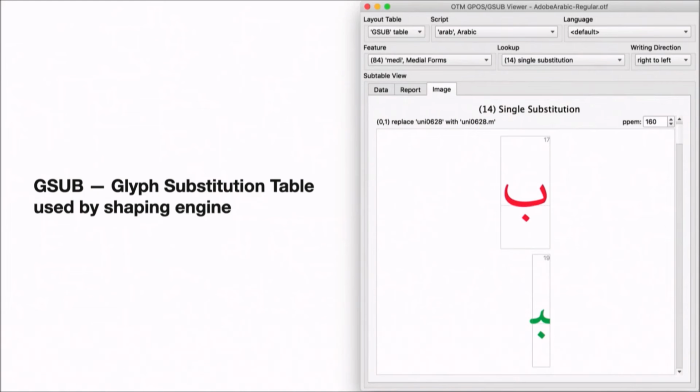Likewise, if I'm typing and I have the letter beh in Arabic in the middle of a word, I want the medial form, not the isolated form. So on the top, you see the isolated form, and on the bottom in green, you see what's called the medi or medial form, which we're getting through GSUB.